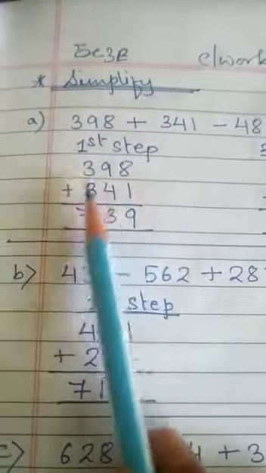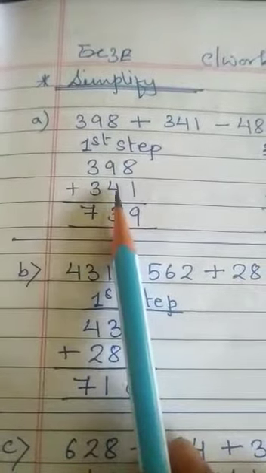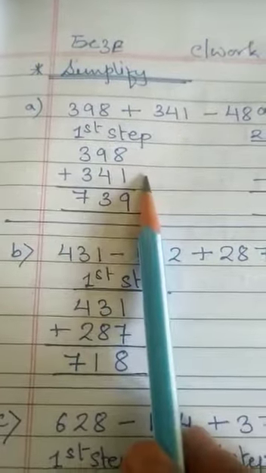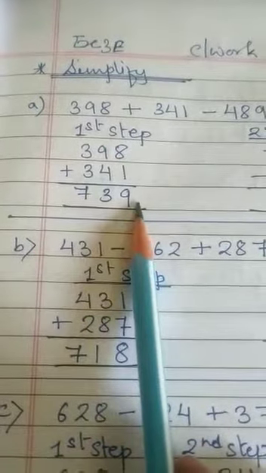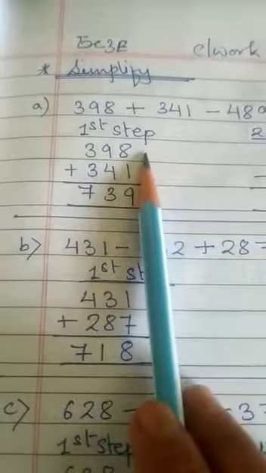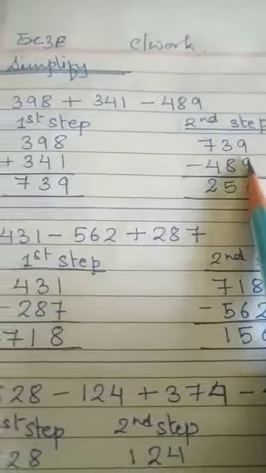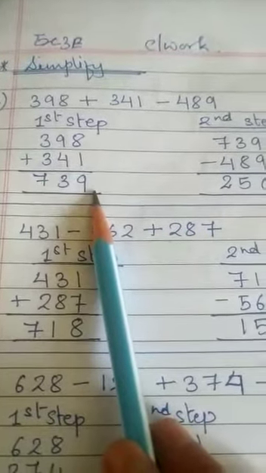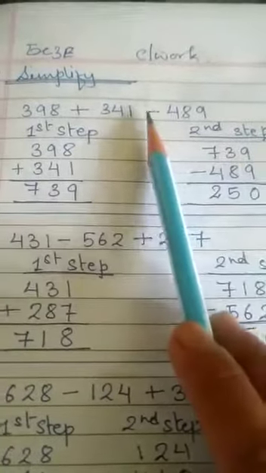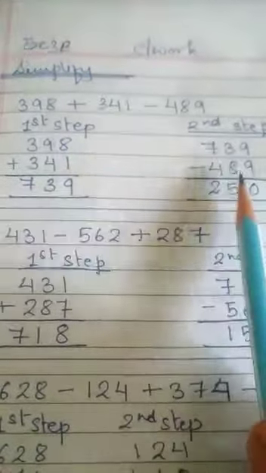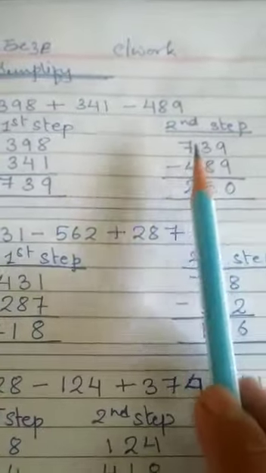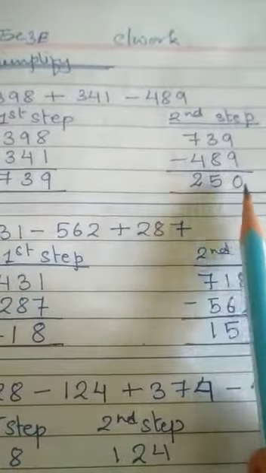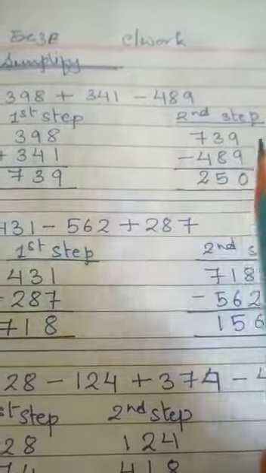I'm not going into details here. 398 plus 341 will be 739 if you do the addition. So this is our first step. When you go to the second step, you have to take the sum, 739, and now keep the minus. You have to do the subtraction in the second step. So 739 minus 489 will be 250. So 250 will be your answer.